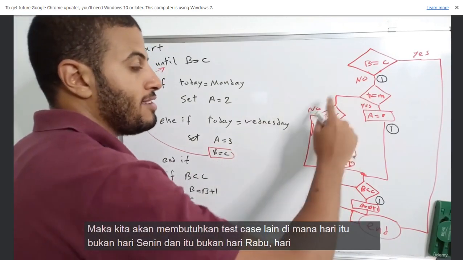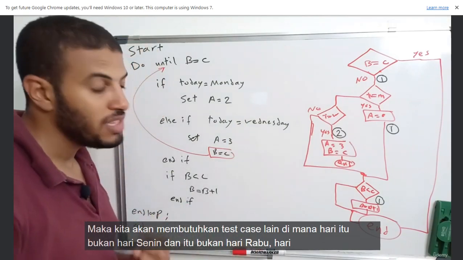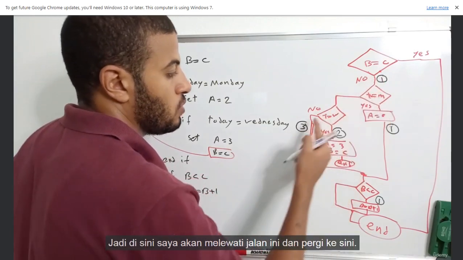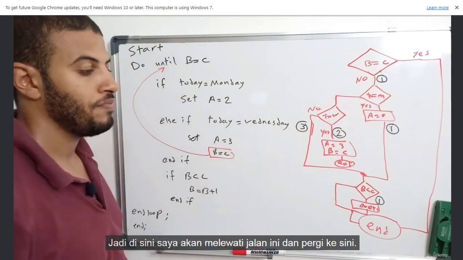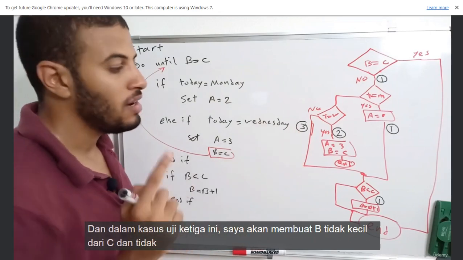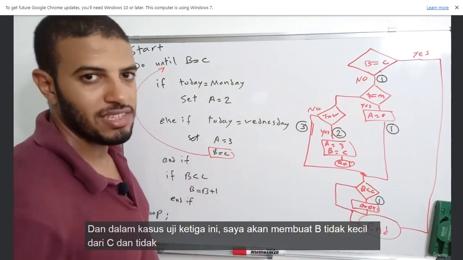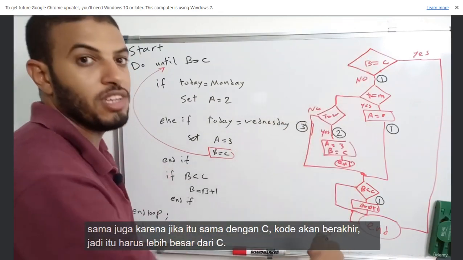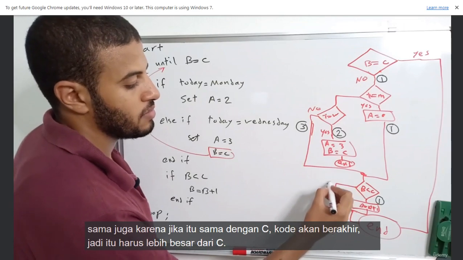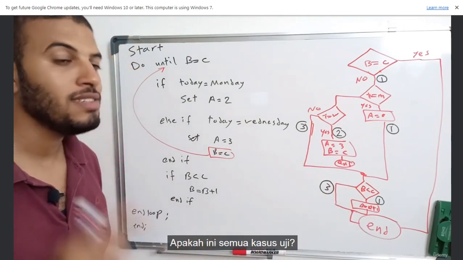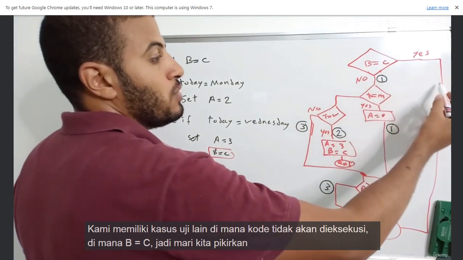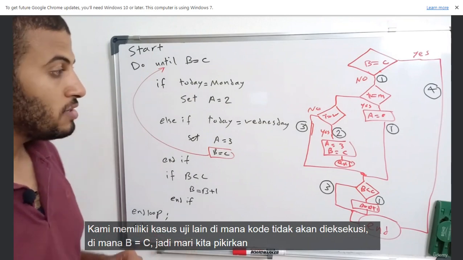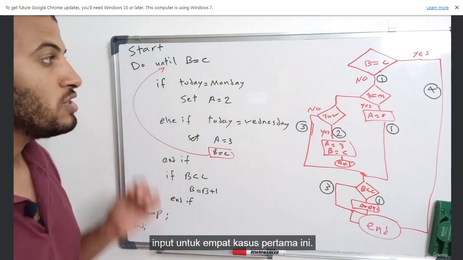Then we will need another test case in which the day is not Monday and it is not Wednesday, any other day of the week. So here I will go through this path and go here. Okay, and in this third test case, I will make B not smaller than C and not equal also, because if it is equal to C, the code will terminate. So it should be greater than C. Are these all the test cases? No. We have another test case in which the code will not be executed, in which B equals to C. So let's think of the inputs for these 4 test cases.